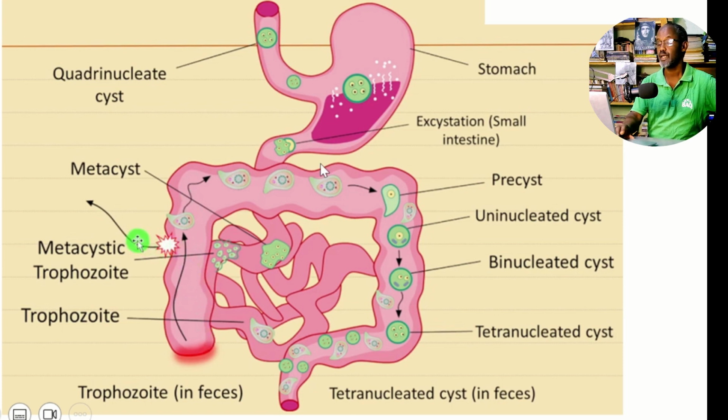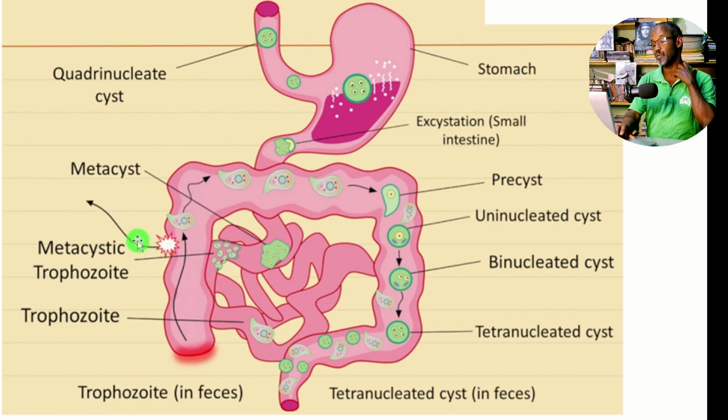Therefore, there are many different stages. Pre-cyst, you can see here, in the large intestine. It is forming cyst before it comes out through the anus in the stool. Then you can see the small intestine contains trophozoite, metacystic trophozoite stage. The cyst formation begins in the small intestine, the last part of the small intestine, indeed.